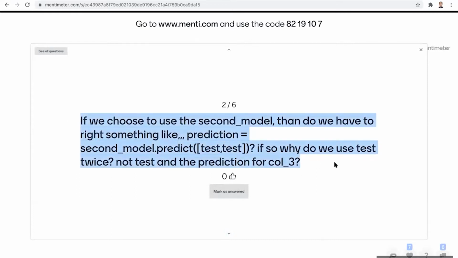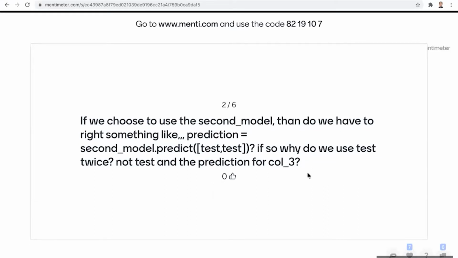So okay, you need to understand what you are doing. It is not just copy and paste. Every step has a meaning, and for the students who asked this question, please watch the previous week's video. Then you will understand why we have to use test and test twice.